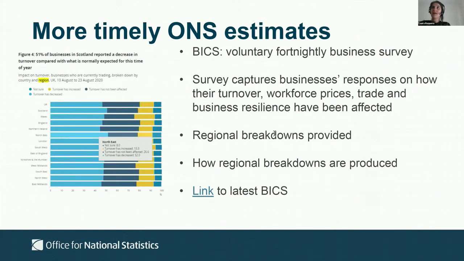And the last thing I want to mention is that if you are looking for more timely regional estimates, the ONS has set up the BICS, the business impact of the coronavirus survey. It's a voluntary fortnightly business survey. This survey captures businesses' response on how their turnover, workforce, prices, trade, and business resilience have been affected because of the crisis. There are some regional breakdowns provided, and you also have a section on the methodology of how these regional breakdowns are produced. I have left the link there.